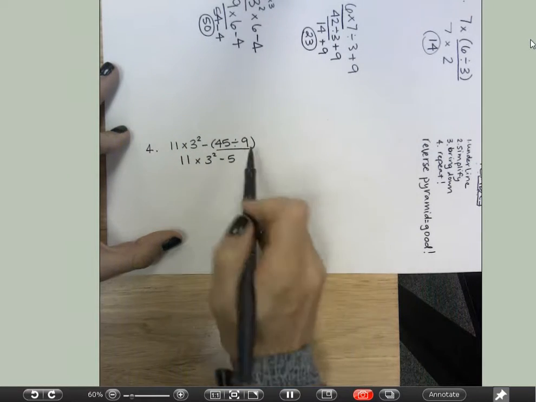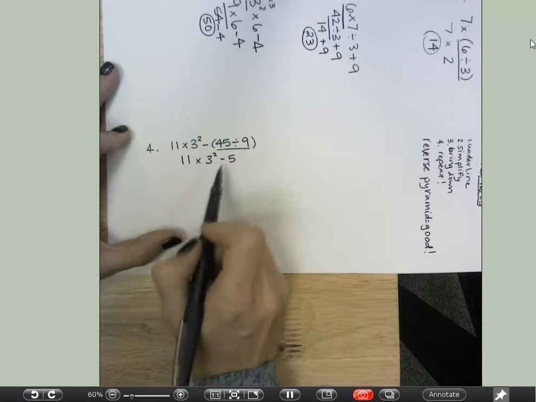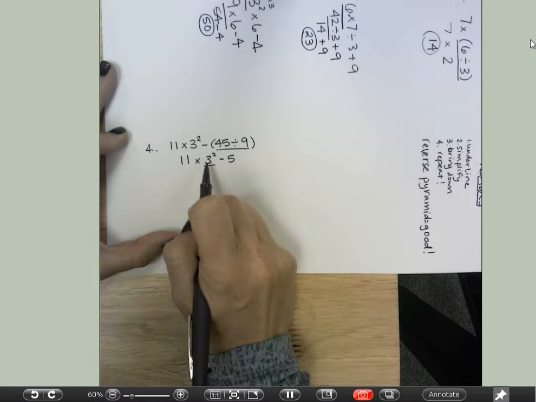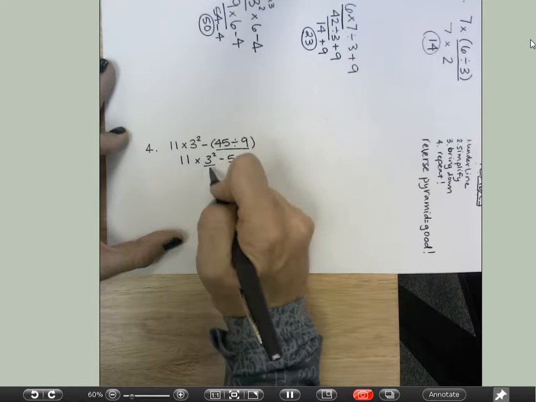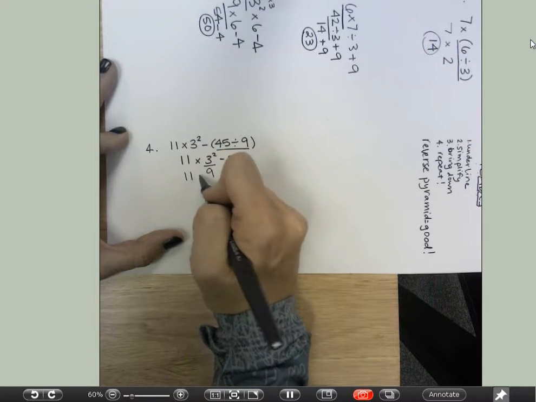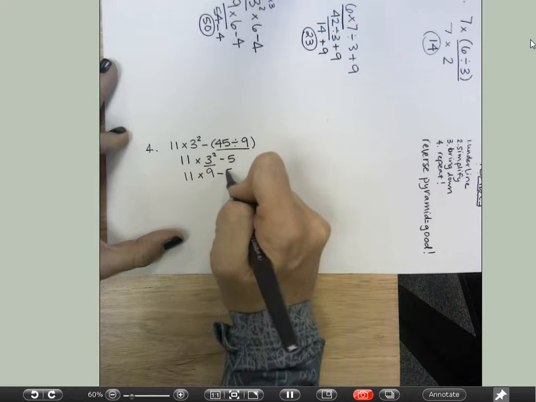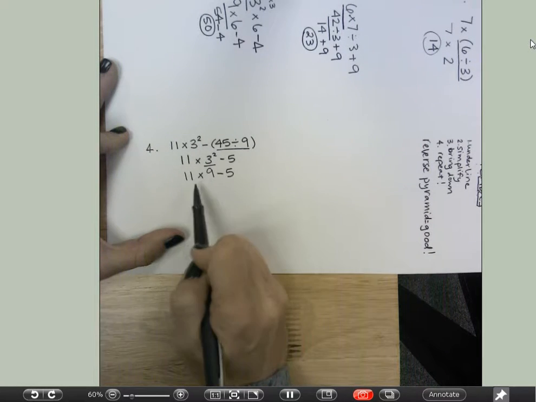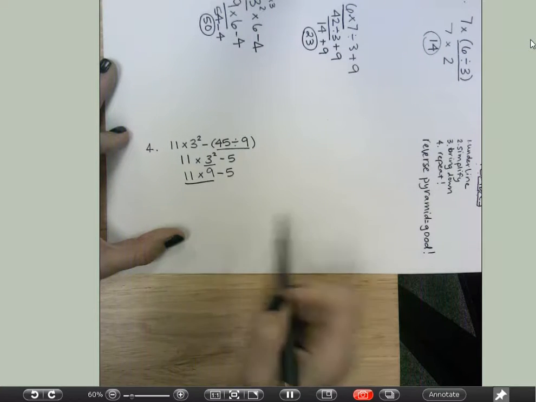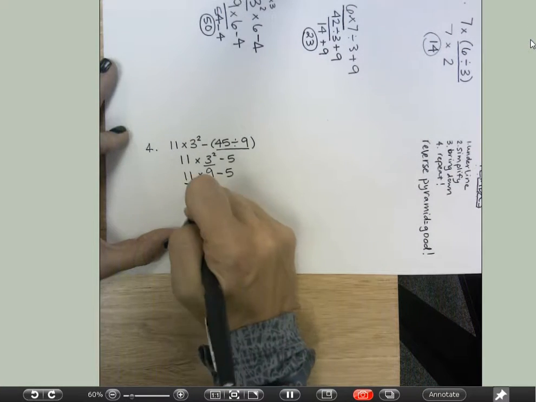Okay, so there was my please. So now I've got an excuse. So 3 to the second power, again, that's 3 times itself 2 times. So 3 times 3 is 9. So I've simplified. So now I'm going to bring down. Right? Now I've got multiplication and subtraction.